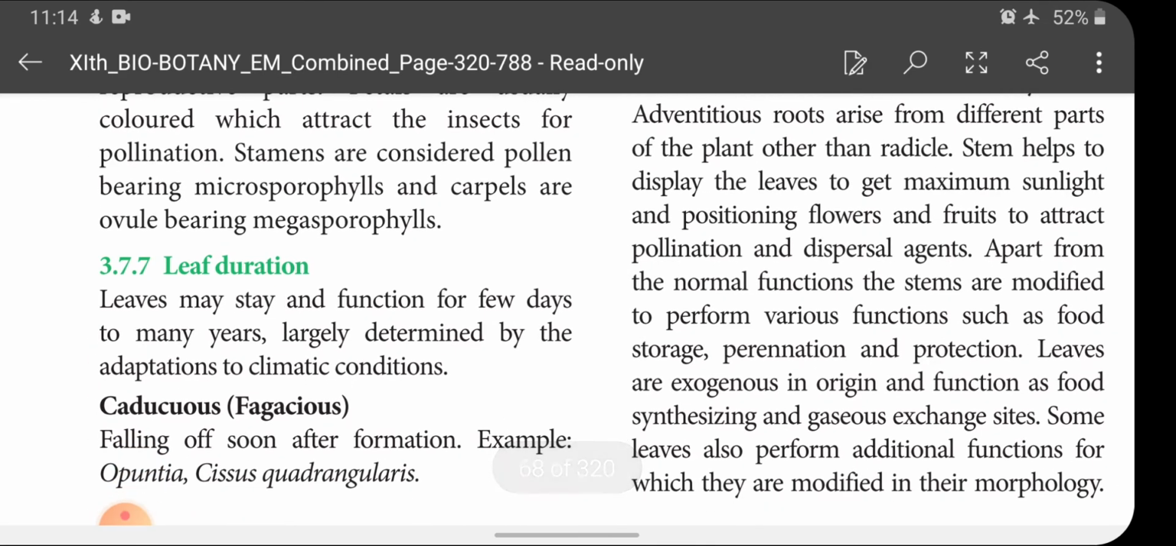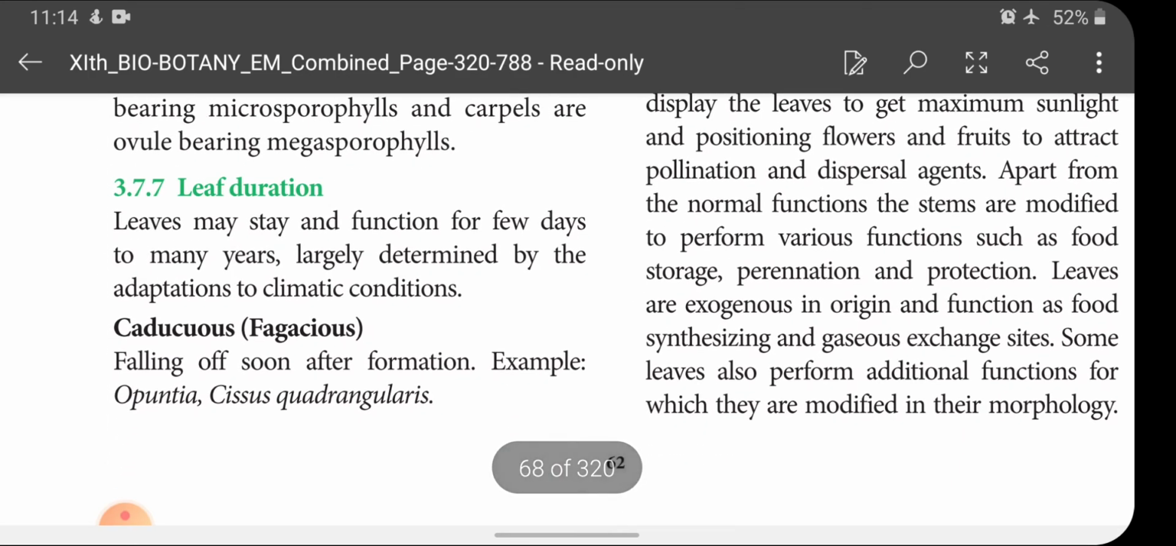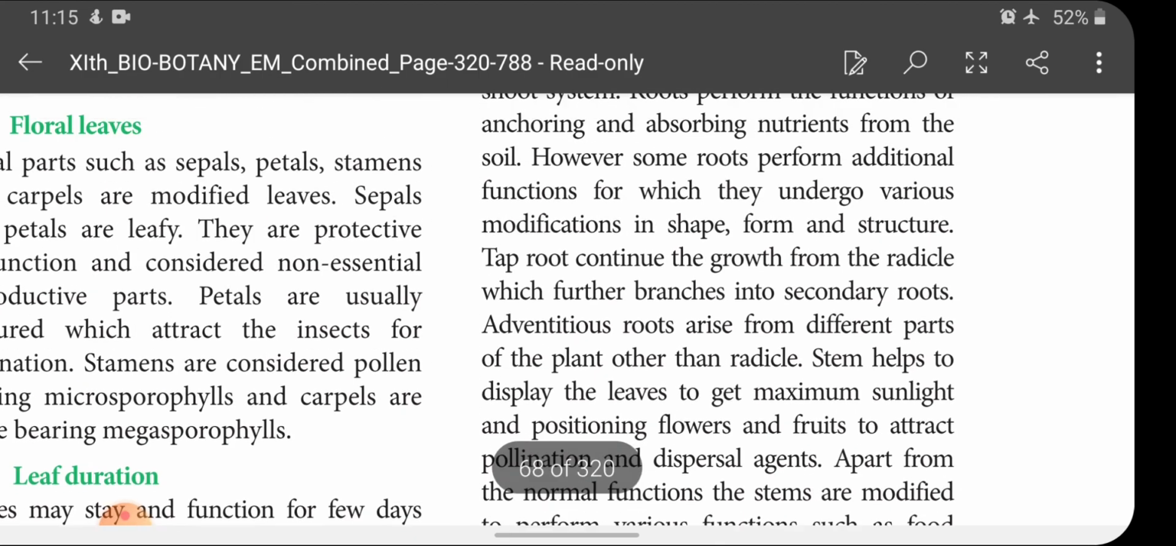And leaf duration. Leaves may stay and function for a few days to many years, largely determined by adaptation to climatic conditions. Caducous: falling off soon after formation. Examples: Opuntia, Cissus quadrangularis. When the leaf is formed, as soon as it is formed it immediately falls off, that is called caducous.